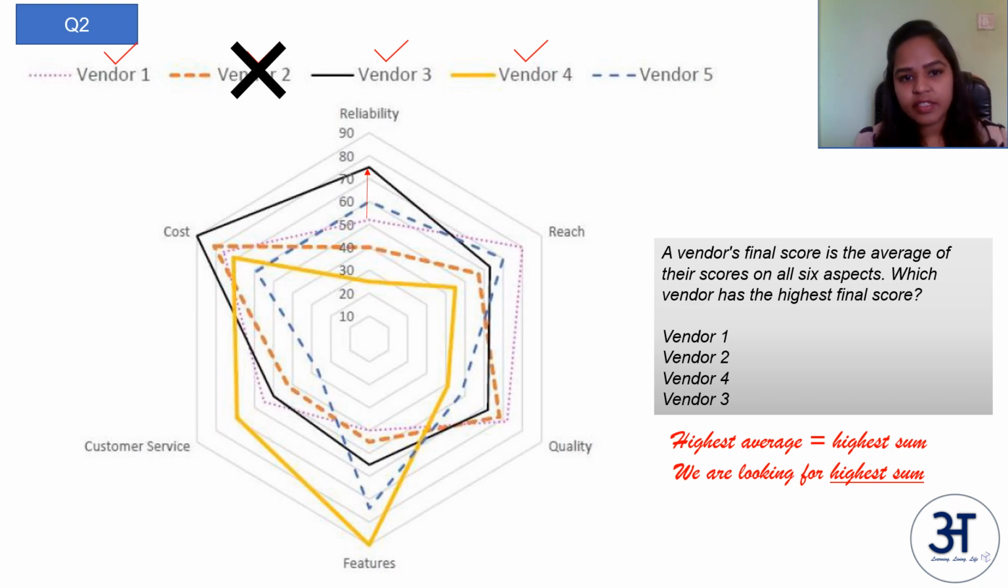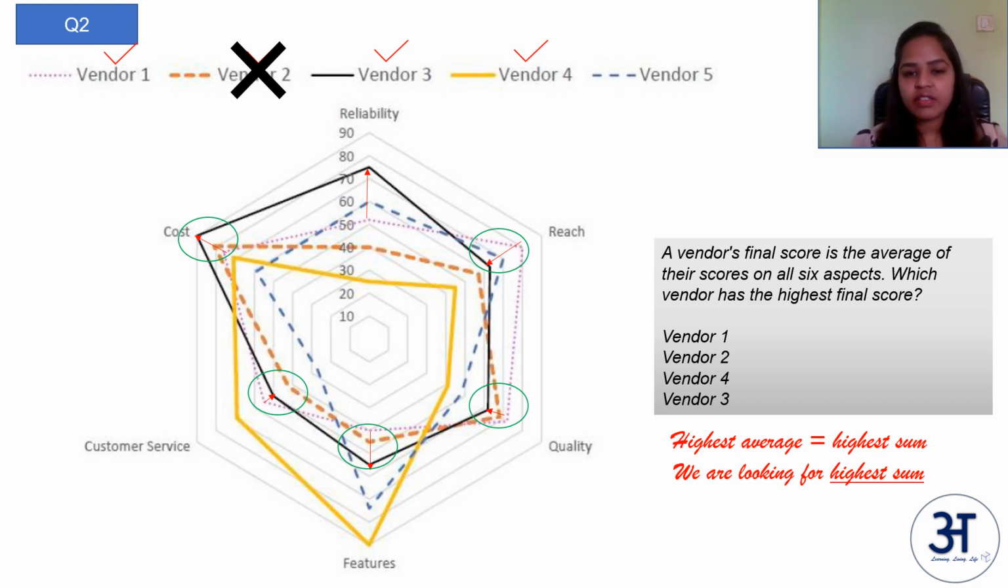Right? So now let us compare vendor 1 with vendor 3. So again, vendor 3 is higher for reliability, it is lesser for reach, lesser for quality, higher for features. Vendor 3 is lesser than vendor 1 for customer service and higher for cost. So whatever vendor 3 is higher for features and lesser for reach is approximately the same, so both of them will get cancelled. Similarly, however much it is lower for customer service and quality together, those are approximately equal to however much it is higher for the cost. Apart from all this, vendor 3 is still high on reliability.